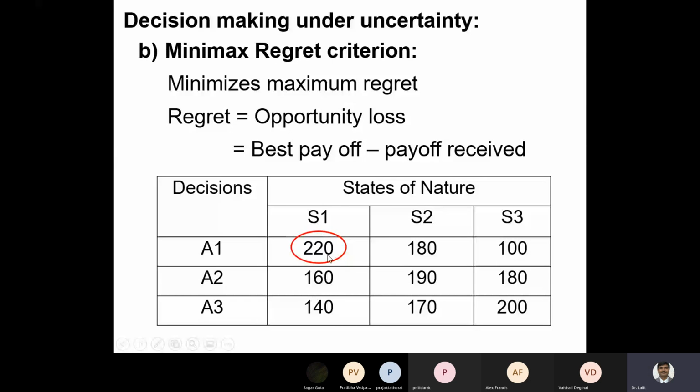Okay, so for A1 S1, what will the regret be? 220 minus 220, that is 0. For A2 S1, regret would be 220 minus 160, that is 60. For A3 it would be 220 minus 140, that is 80, right? Now here, while calculating regret for the first column, I have assumed that the event that happened was S1.